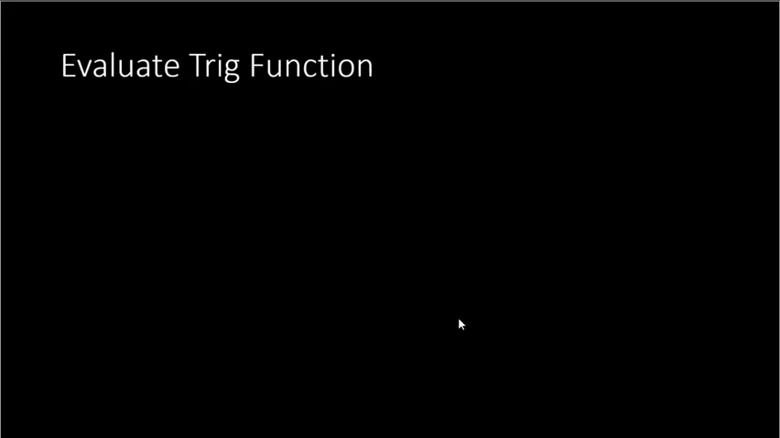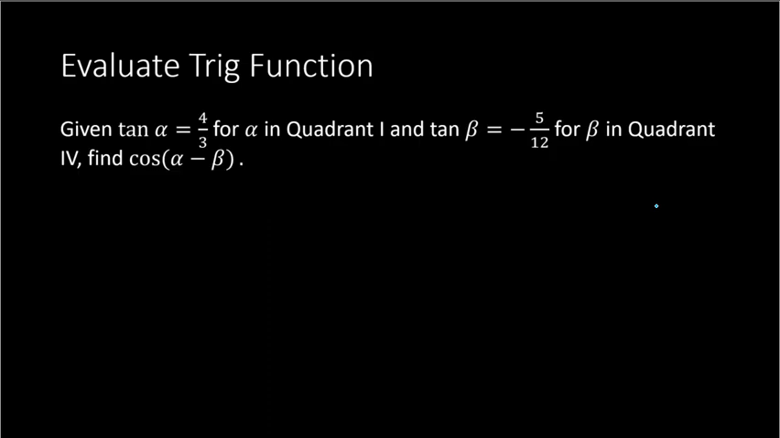So we worked with simplifying trig expressions, and now we're going to work with evaluating trig expressions. Here we're told that tangent of alpha is equal to 4/3, where alpha is in quadrant 1, and tangent of beta is equal to negative 5/12, for beta being in quadrant 4. And we're trying to find the cosine of a minus b. Now to do this, what we want to do is find the cosine and sine of angle A, and then cosine and sine of angle B.